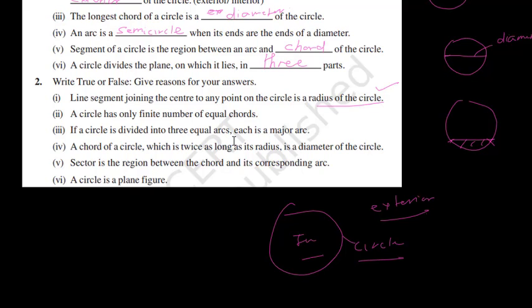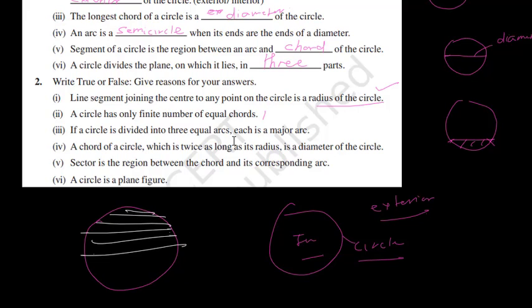A circle has only finite number of equal chords. No, this is false. If I start drawing the chord, I can draw infinite number of chords as there are infinite number of points on the circle. Like this, like this, like this. So this is a false statement.